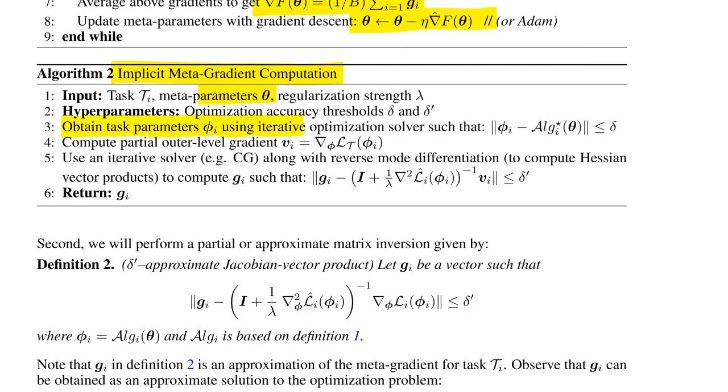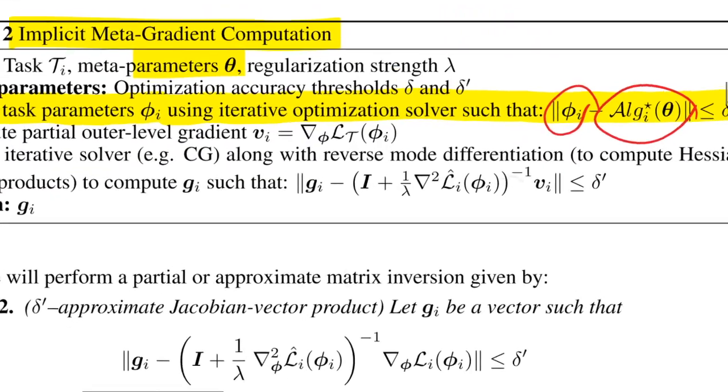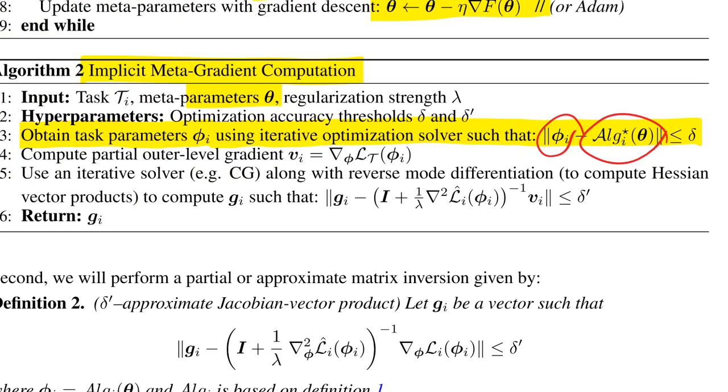Obtain task parameters using an iterative optimization solver such that the inner parameters are close to the optimum of that algorithm. So they actually extend this also in theory, so that you don't have to optimize the inner objective really to the optimum, but you can be like a delta close to it. That's pretty useful. And that's in the part of the paper that we won't go over because this video would be super long, but I invite you to read it if you're interested. Then you compute the partial outer level gradient. So this would be your partial gradient, your V would be this gradient at the end, right?